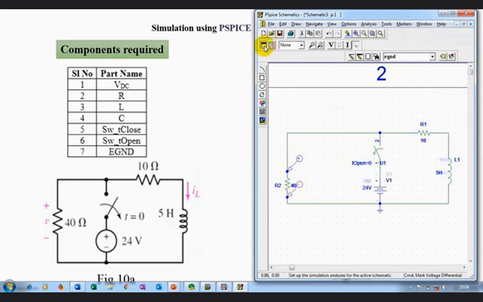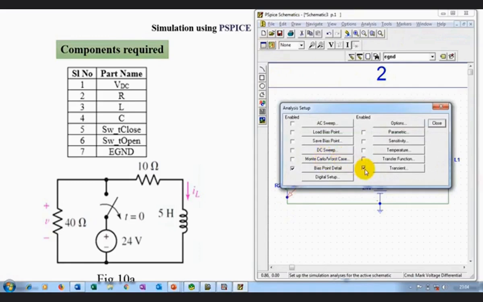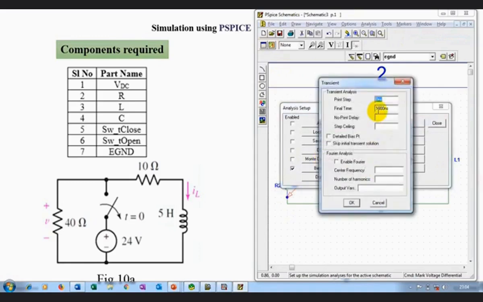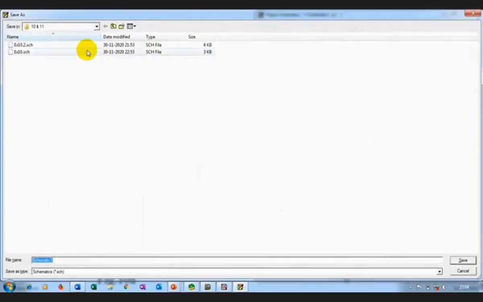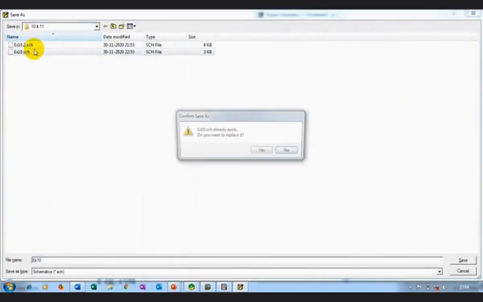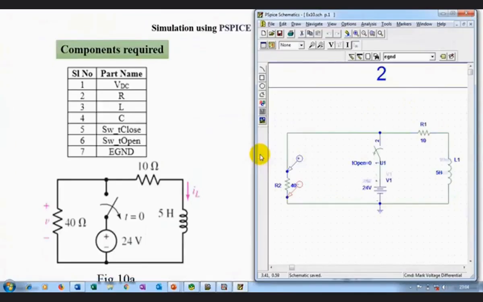Now go to setup analysis, enable transients, and the print time is 0 and the final time should be slightly greater than the time that we have used. We have used 200 milliseconds as the time, so let's set the final time as 250 milliseconds. Save the file. So let's simulate.